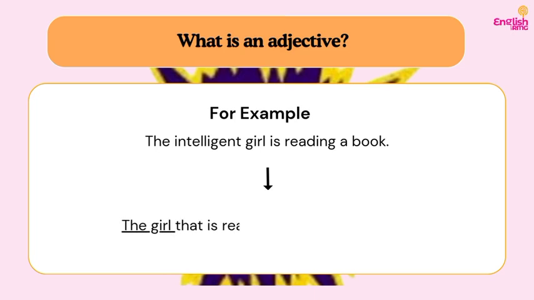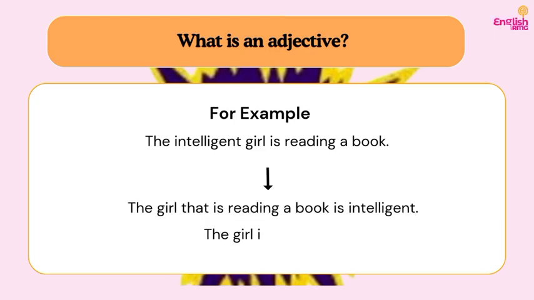Let's look at this example. We have: The girl that is reading a book is intelligent. So the adjective in this sentence is what? Intelligent. And the noun that it is modifying is what? The girl. Because intelligent here is telling us that it is the girl that is intelligent, not the book. However, intelligent is far from the girl. It has been separated by a linking verb, which is "is". So, this is another type of adjective placement in a sentence, and I'm going to explain more on it.